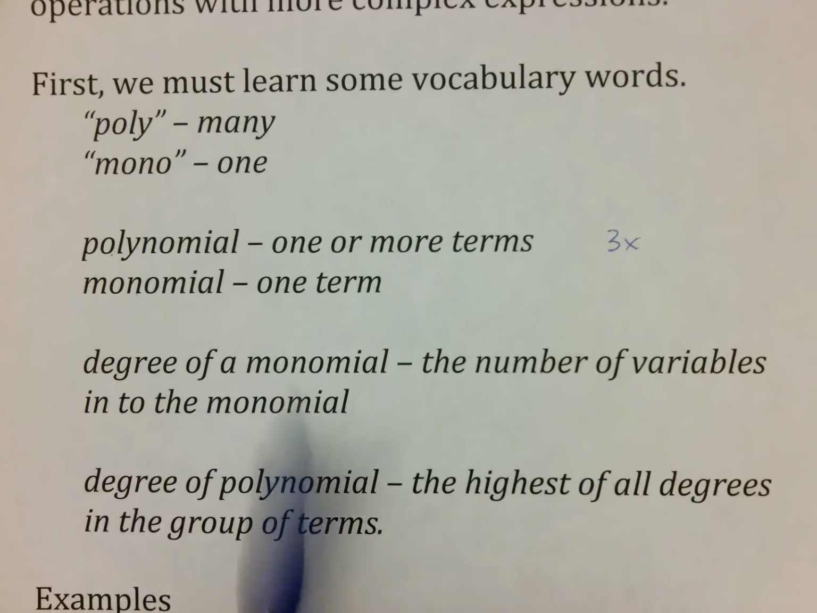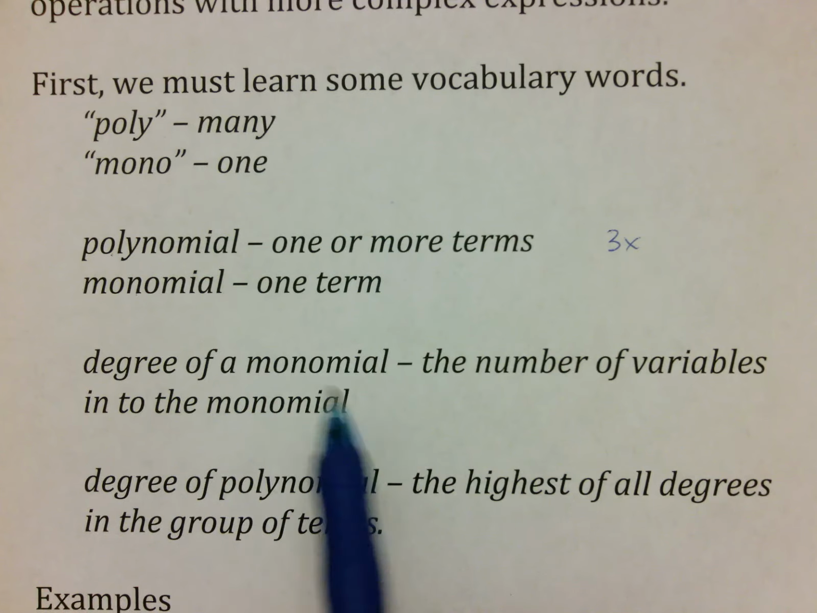Talking about the degree of a monomial, again, write these words down for yourself. The degree of a monomial is the number of variables in the monomial, which we'll talk about in just a second. The degree of a polynomial, which means one or more terms, is the highest of all the degrees in the group of terms. So to find the degree of a polynomial, you find the degree of each monomial term, and then you pick the highest number. And that's all you have to do.